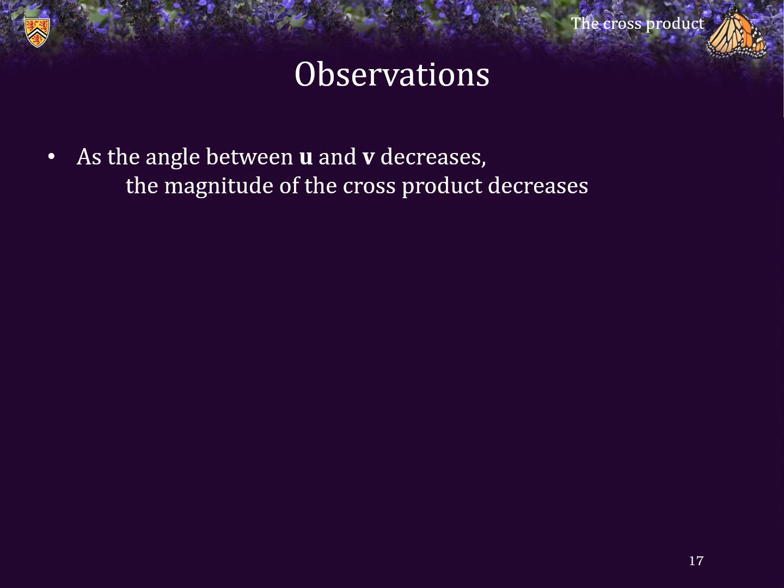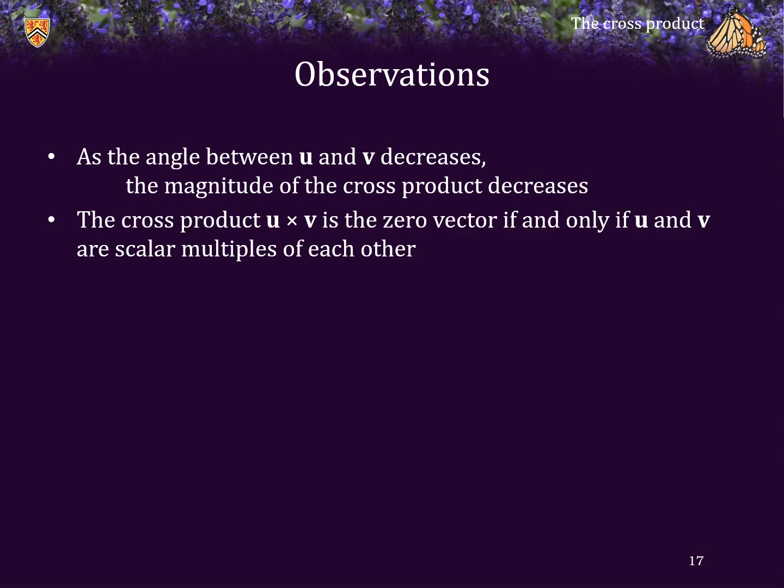Here are some other nice observations. So as the angle between u and v decreases, the magnitude of the cross product decreases. This is a consequence of the previous theorem. Thus, as the angle goes to 0, the cross product goes to 0. And in fact, the cross product of u and v is the 0 vector if and only if u and v are scalar multiples of each other.